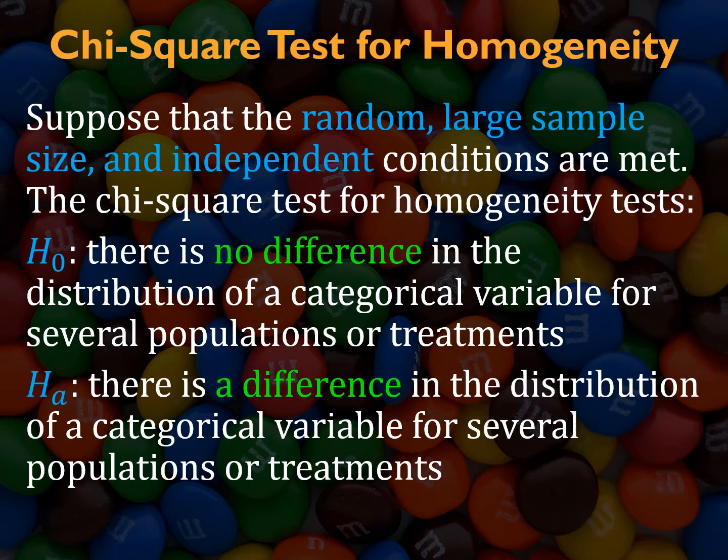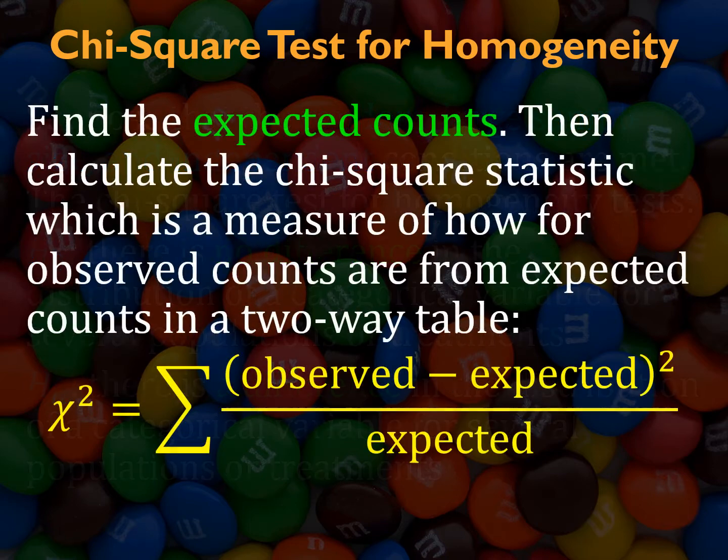So for the chi-square test of homogeneity, we're going to suppose that the random, large sample size, and independent conditions are met. The chi-square test for homogeneity tests the null and alternative hypotheses that we saw before. The null: there's no difference in the distribution of a categorical variable for several populations or treatments. Alternatively, there is a difference in the distribution of a categorical variable for several populations or treatments. So we will have to find the expected counts for each cell. You're going to take the observed count, subtract the expected, just like you did with chi-squared goodness of fit, square that difference, divide it by expected, and add it up for each cell.